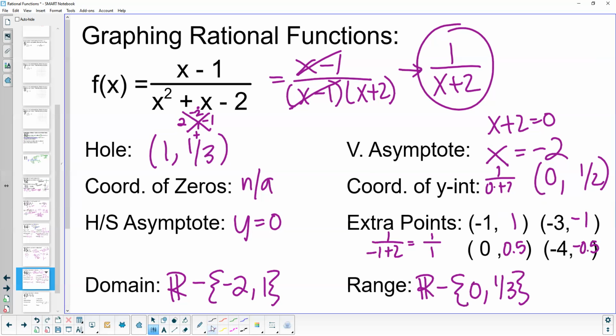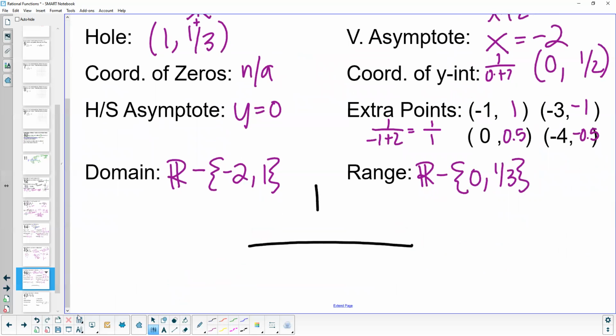So now when it comes to graphing this, I'm going to scroll down here. What we want to do to graph this is draw our horizontal and vertical asymptotes. So we've got one here at -2. We've got one here at 0. And then what we want to do is plot our points here. So I've got the point (-1, 1). I've got the point (0, 0.5). So we know that this is going to look something like this. I've got the point (-3, -1). I've got the point (-4, -0.5). So this is going to look something like this.